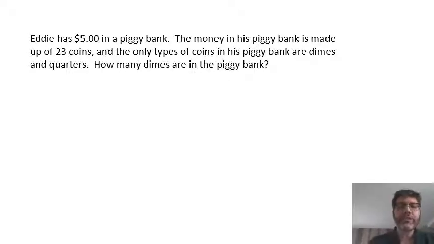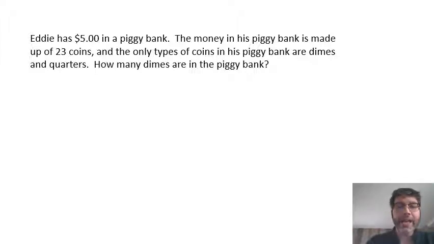All right, so in this video, we're going to do word problems that deal with coins. All of these word problems basically have the same structure. You're given a certain amount of money that's in a piggy bank, and you're told that the piggy bank is made up of only coins, and that the coins are only two types of coins. So they could be dimes and quarters or pennies and nickels, but it's only going to be two types of coins for the standard problem.